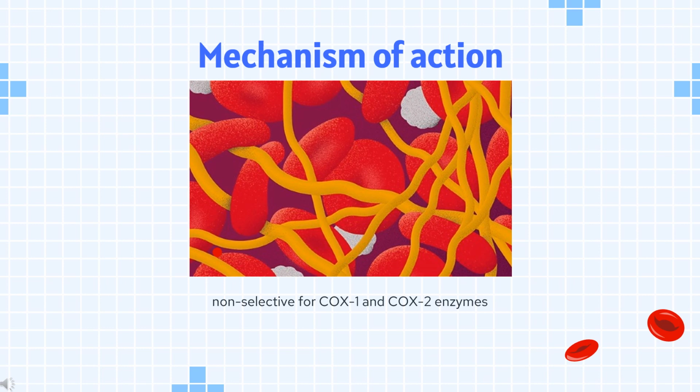Mechanism of action. Acetylsalicylic acid, ASA, blocks prostaglandin synthesis. It is non-selective for COX-1 and COX-2 enzymes. Inhibition of COX-1 results in the inhibition of platelet aggregation for about 7 to 10 days, the average platelet lifespan.